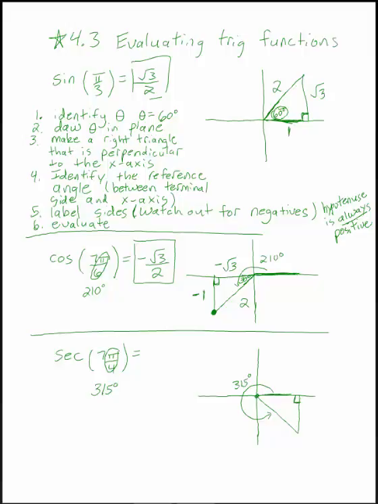Well, I've gone around 315 degrees. I would have to go 45 more degrees to get all the way around, back to where I started. And 315 plus 45, yep, that gives me 360. So that inside reference angle must be 45 degrees. So it's a 45, 45, 90 triangle. Label the sides. They'll be 1, 1, root 2. Hypotenuse is always positive. So now it's positive root 2.